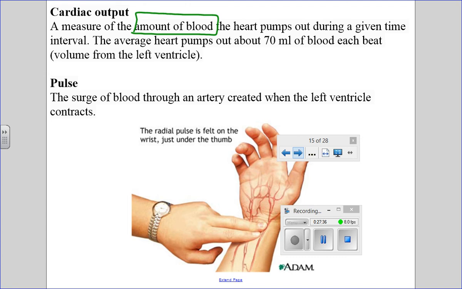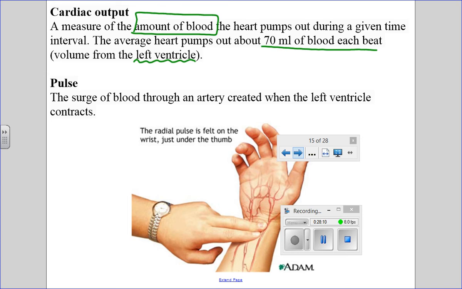And so if I were to take an average, and these averages are always for healthy adult people, and so sometimes when we measure things in class it seems a bit off because you guys are all still growing. But the average heart pumps out about 70 milliliters of blood each beat. Now this is the volume of blood that is coming from the left ventricle and going to your body tissues.